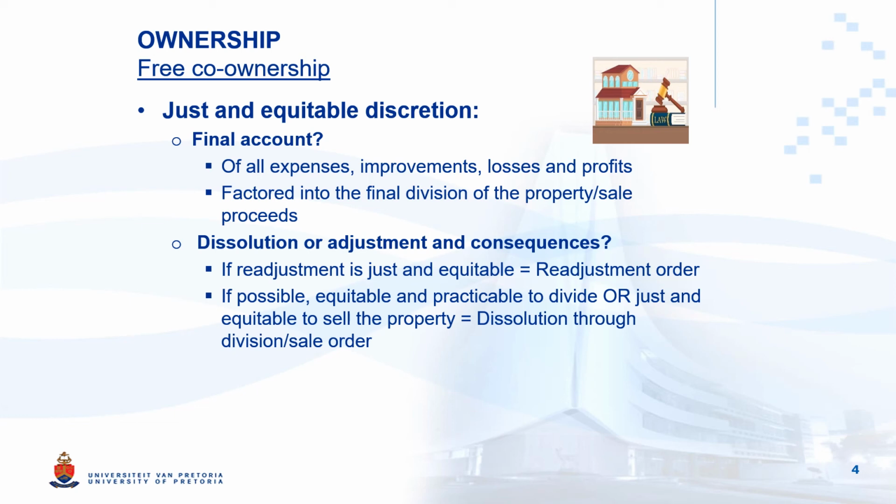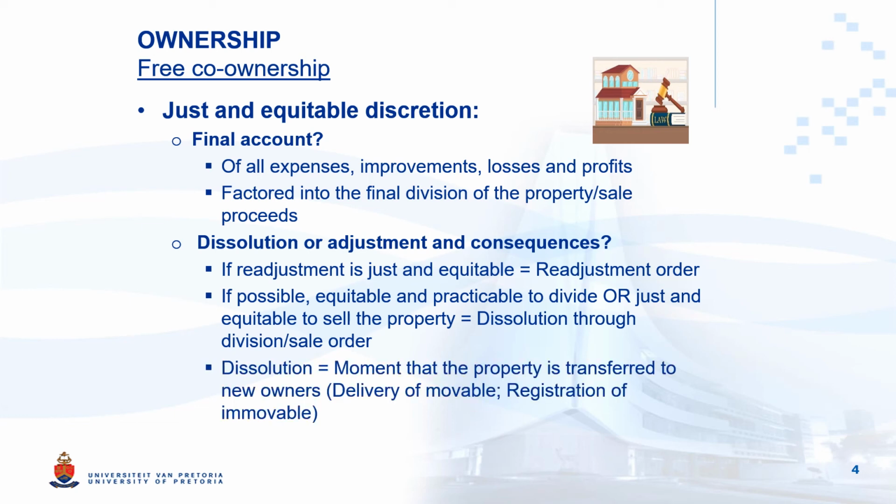Importantly, though, the order will not at that moment terminate or dissolve the co-ownership. Co-ownership in the co-owned thing will only terminate once the property is transferred into the name of the new owner. So if the property is movable, termination will take place the moment that the property has been delivered to the new owner. And where the property is immovable, the termination will only take place at registration.